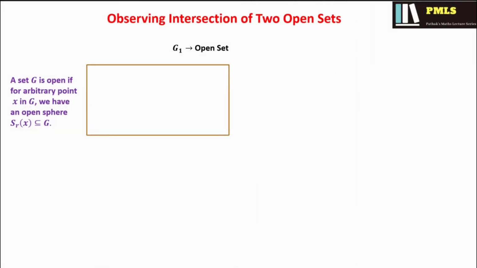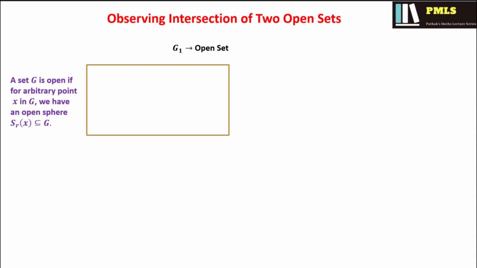So here we have taken an open set G1, and just for understanding we have considered a rectangle to represent this open set. We are also recalling the definition of an open set, and we say that a set G is open if for an arbitrary point x in G we have an open sphere SRx subset of G. It means you have taken a set G, and if you take any point in G and you find an open sphere centered at that point like SRx, and that open sphere becomes a subset of the set, then the set becomes an open set.